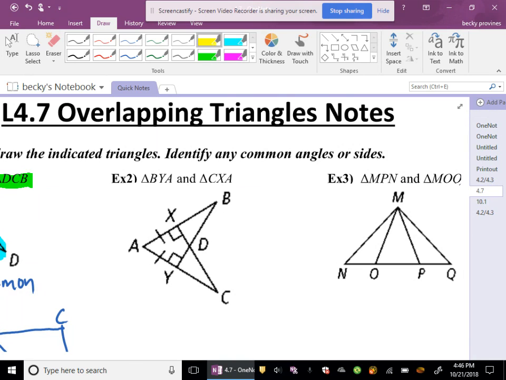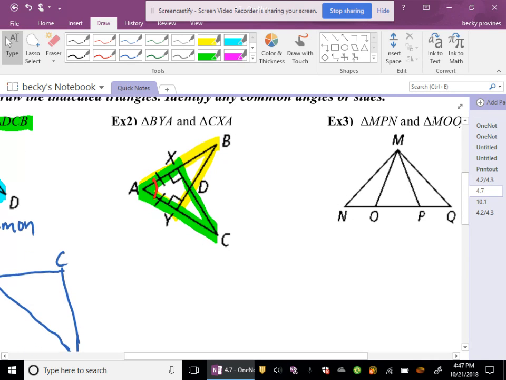On the next one, let's identify triangle BYA, and then get a different color and identify CXA. Now, while they do share parts of side lengths, they don't really share an entire side length with each other. A lot of people get confused because they say, well, right there, they share that. Well, that's not the entire side of the triangle, so that doesn't count. But they do share this entire angle here. They both have angle A in common. So what do they have in common? They have angle A.